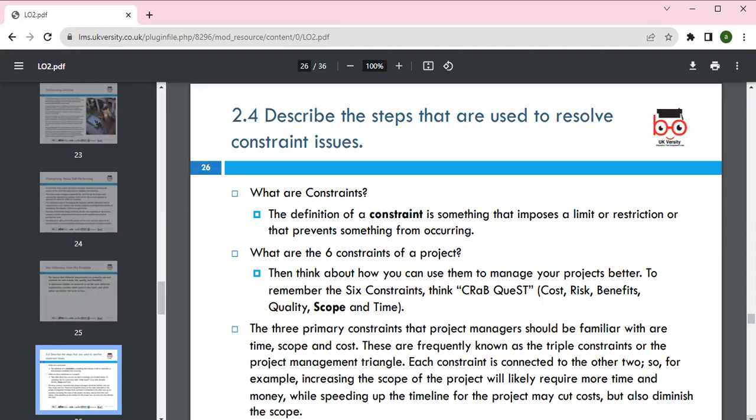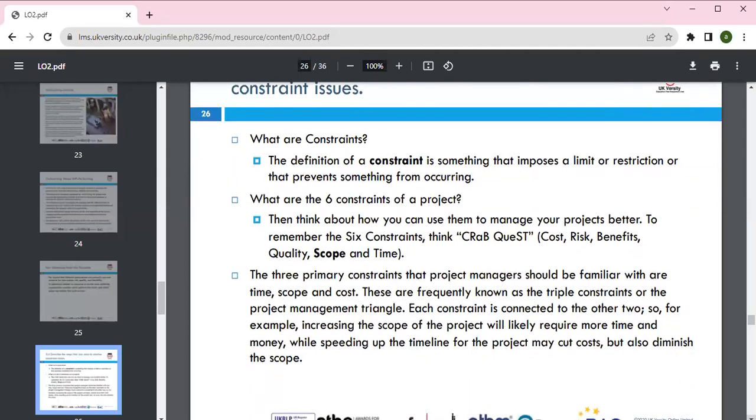We can remember the six constraints like CROB: cost, risk, and benefit, quality, scope, and time, which we can look around. The three primary constraints that project managers would be familiar with are time, scope, and cost. Each constraint is connected to two or more examples, and we can look at them in the scope of the project.